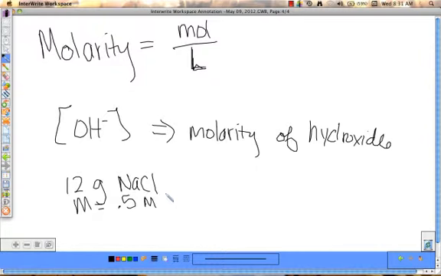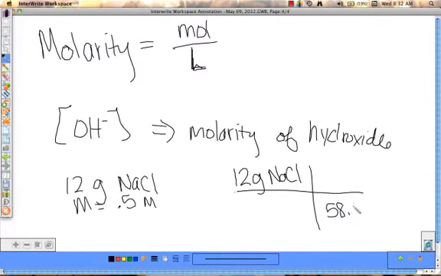So how many liters of water did we use? Or if we want to make 0.5 molar solution using 12 grams of sodium chloride, how much water should we measure out? We would do what? Change grams to moles. And from the periodic table, it's 58.45. I don't know what that is when you divide it, though.